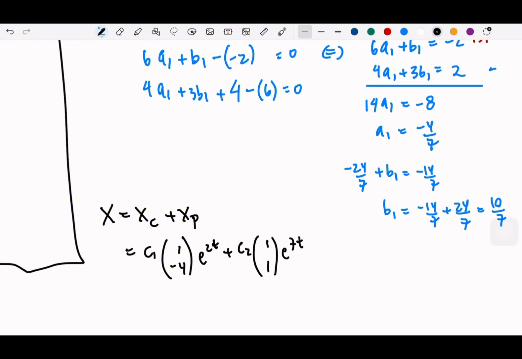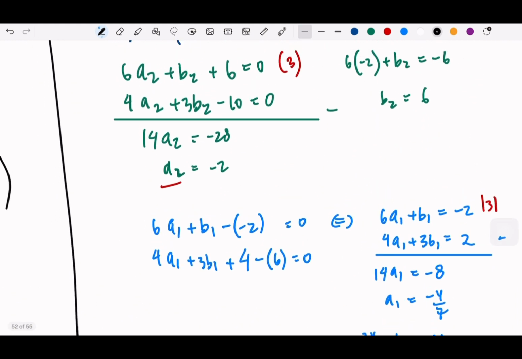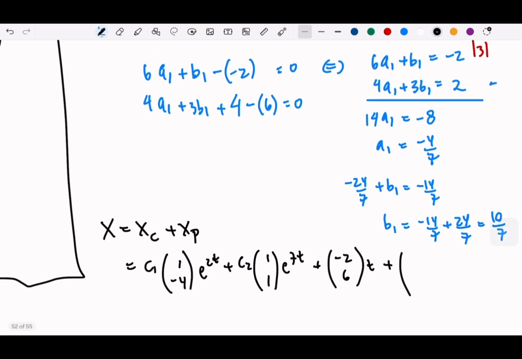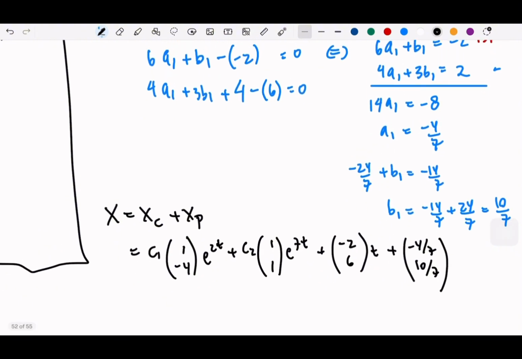Okay, and then we have the A2, B2 is negative 2 and 6. So this is negative 2, 6, t, and then plus this will be negative 4 over 7. This is 10 over 7. And this will be the general solution. So the general solution.